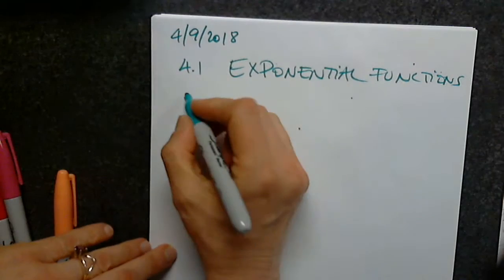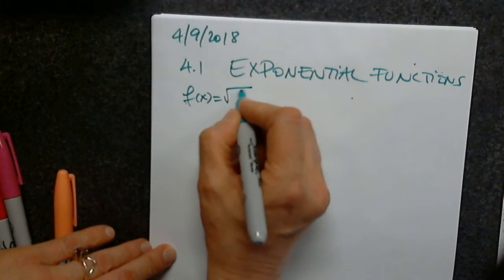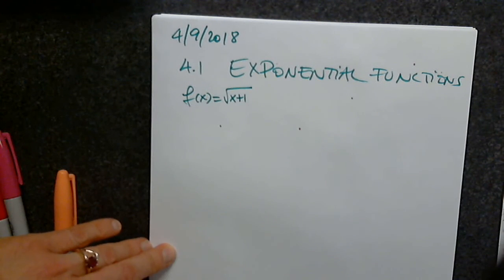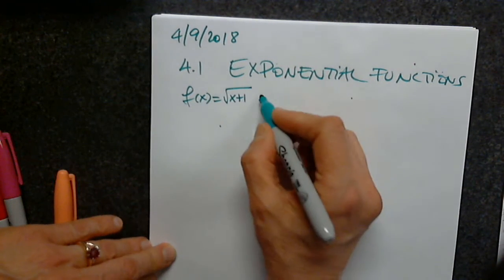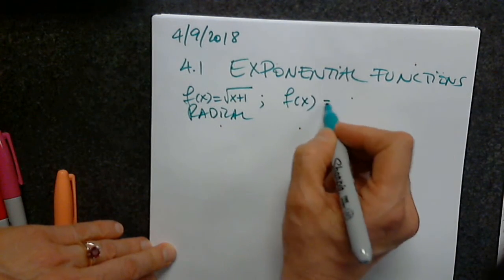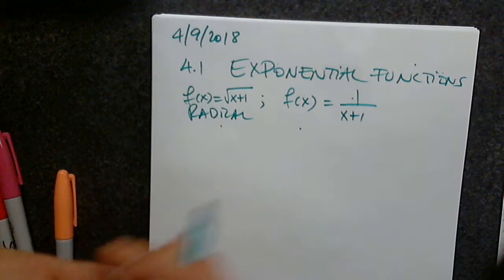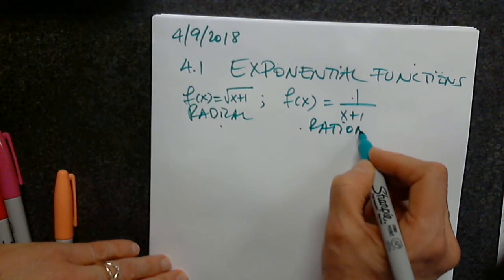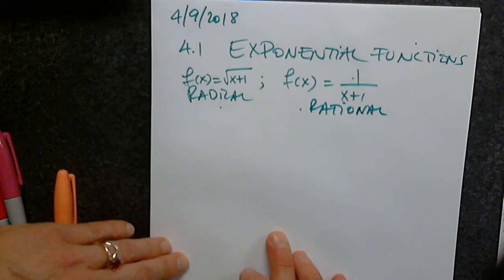Now, can anyone tell me what type of function this is? Perfect. It's radical because it has a radical on top of x. Can anyone tell us what this function represents, or what it is? Of course, because it has x in the denominator.